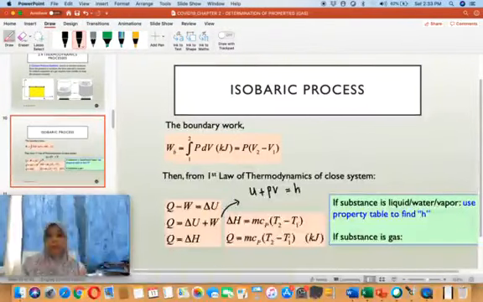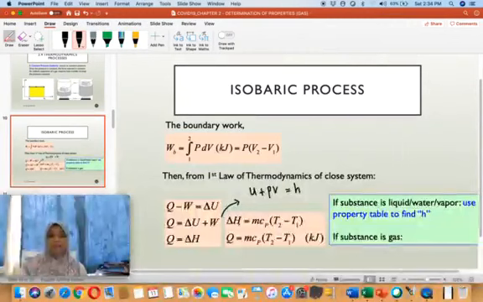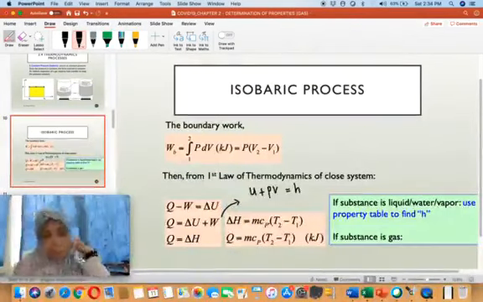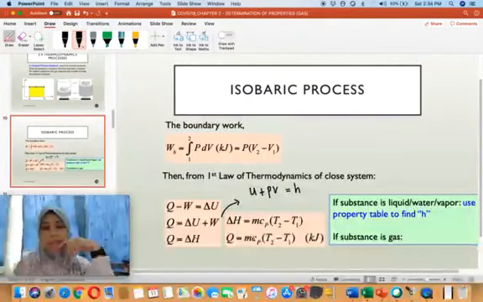Again, if the substance of the process is liquid, then we have to find H from the property table. Okay, and if the substance is a gas, then we have to find enthalpy from this equation: mass multiplied with Cp, the specific heat for constant pressure, multiplied with the difference of temperature. Q is equal to mCp(T2 minus T1) in kilojoule.